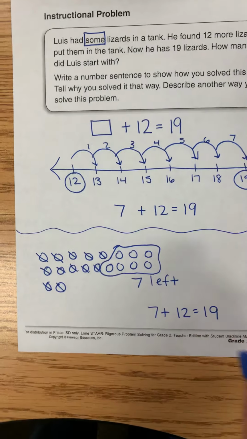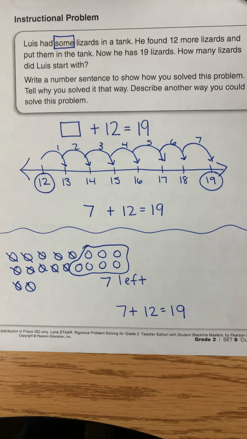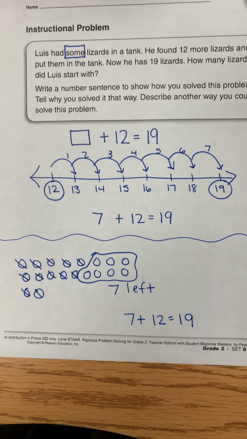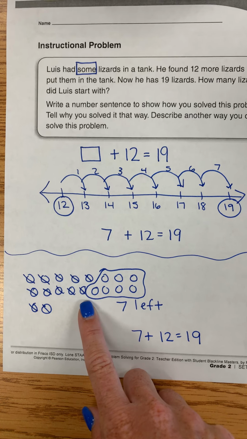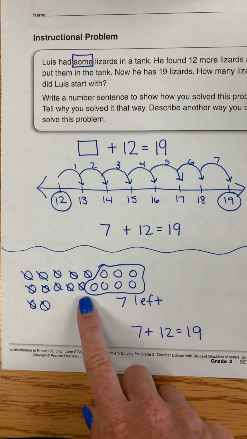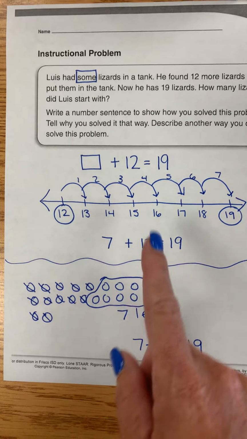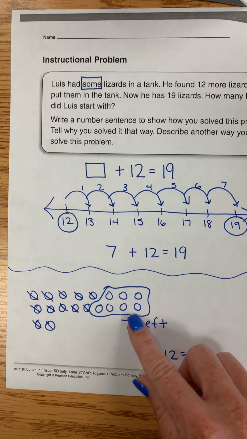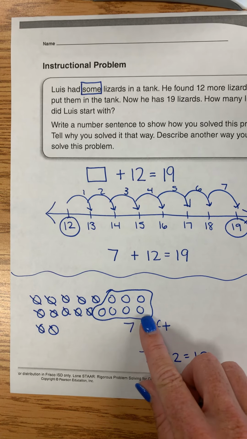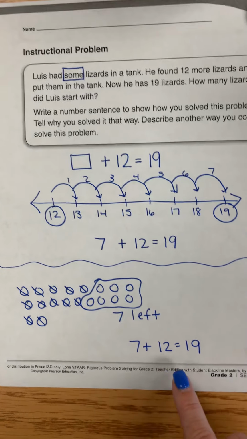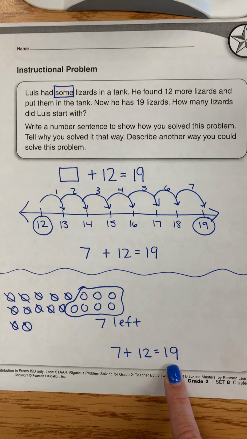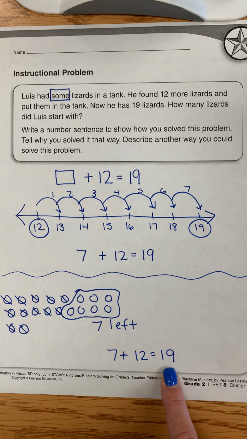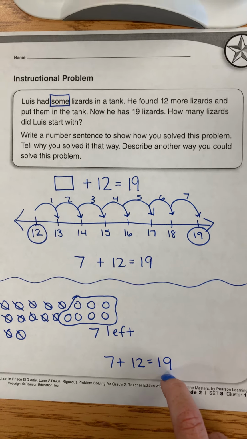And then I showed another way to do it. If you're more visual and you like to draw out a picture, I drew my total. I drew 19 circles. Maybe these represent the lizards. And what I did is I crossed out 12. And then what I had left was 7. So I know 7 plus these 12 equals 19. Again, my answer is 7, so whatever strategy you used, hopefully you got the number 7.